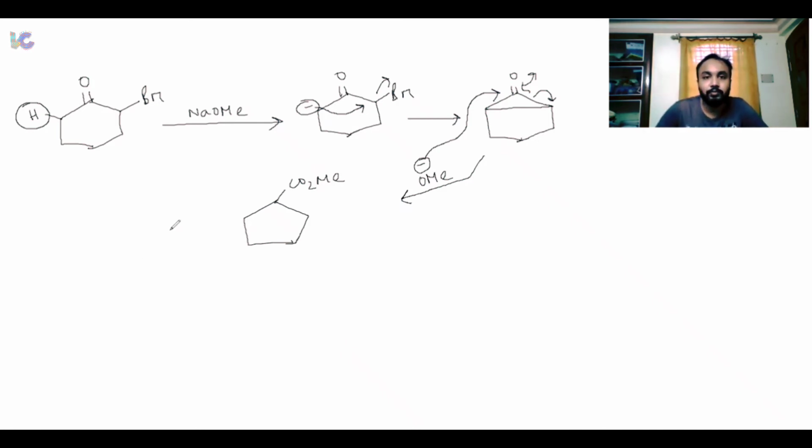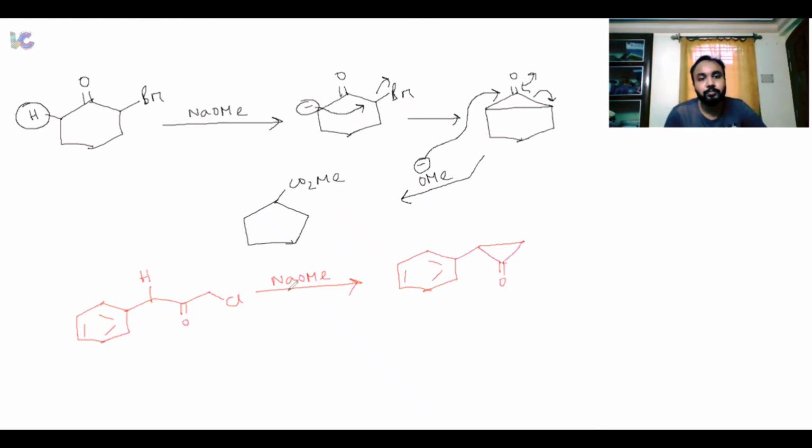Next example, if we have this type of system, a benzene type system, and we have an alpha halo, and here we have the proton, right? This enolizable proton. So in presence of NaOMe, what will form? It will form this type of system, because the negative charge will push here and the Cl will leave as Cl minus. We'll get this type of product, this type of intermediate.